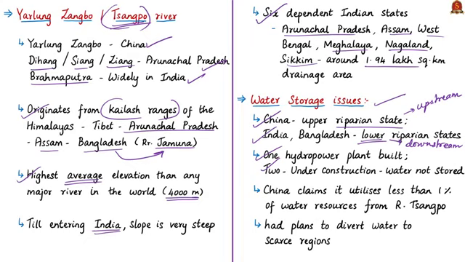The sentiment in China is that even though China is the upper riparian state, it utilizes less than 1% of the water resources from the river. But China also asserts that the Tibetan people have the basic right to use their water resources.